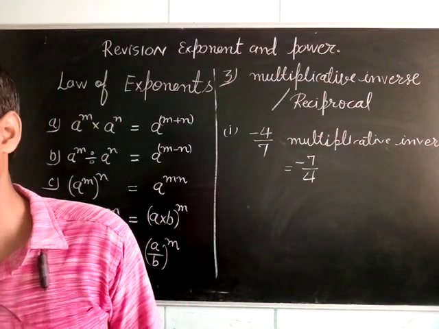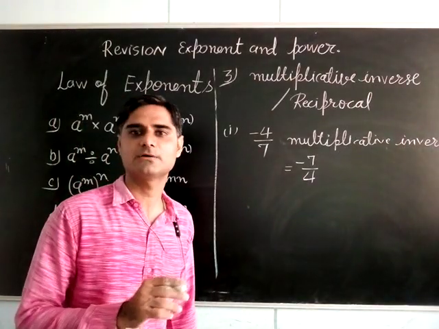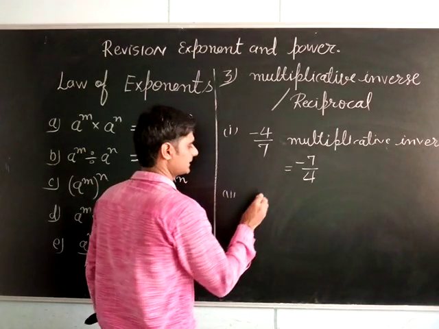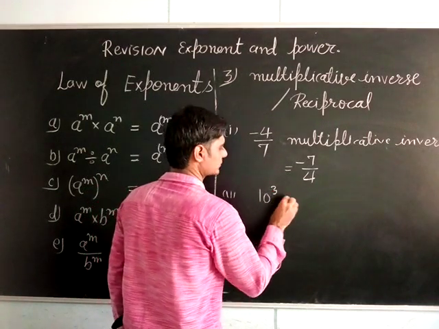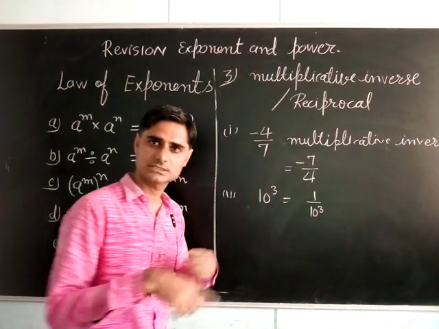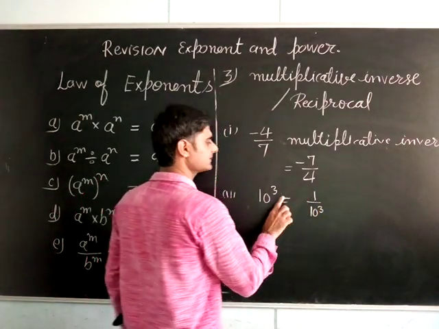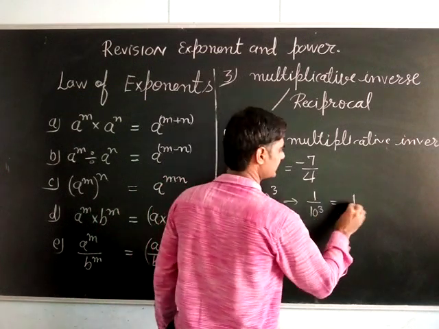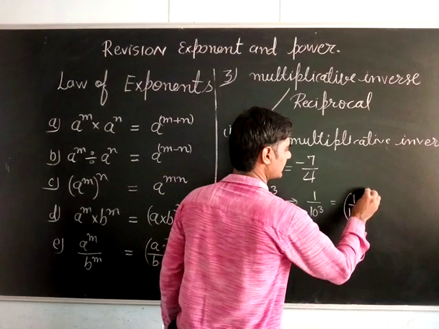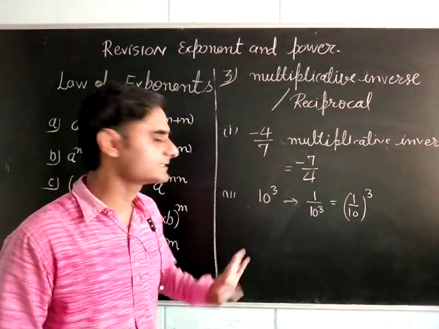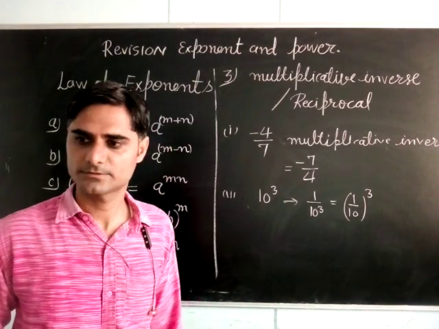In one, 10 power 3 is given. This is question number 3 of the same. That is 10 power 3, so can you write here 1 upon 10 power 3? Just opposite. This is the reciprocal of the same. And we can write in this form also, 1 upon 10 whole power 3. This is also a reciprocal. These are the same. There is no difference at all.